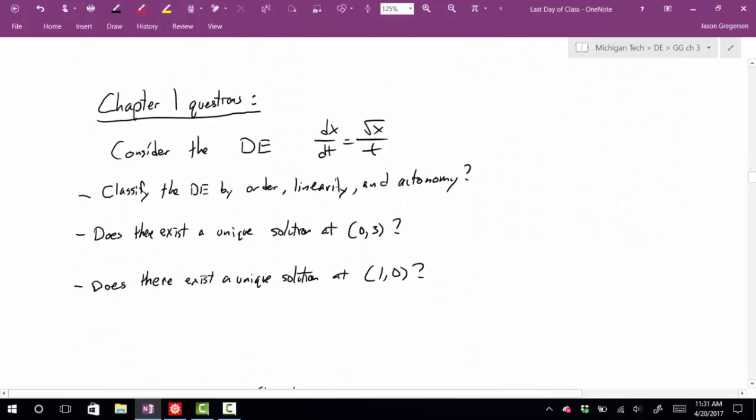So for instance, here's a differential equation. Go ahead and classify it by order, linearity, and autonomy. And the next question is, does there exist a unique solution through this point and through the other point? Let's go ahead and see if you can answer these here. And remember, this is not a quiz. This is a review.